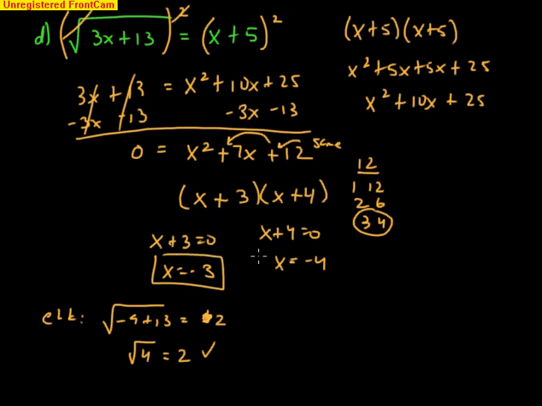Okay, we plug in negative 4. Negative 4 times 3 is negative 12. So negative 12 plus 13 equals negative 4 plus 5, which is 1. This is the square root of 1, and the square root of 1 does equal 1. Checks out good. And there's another solution.